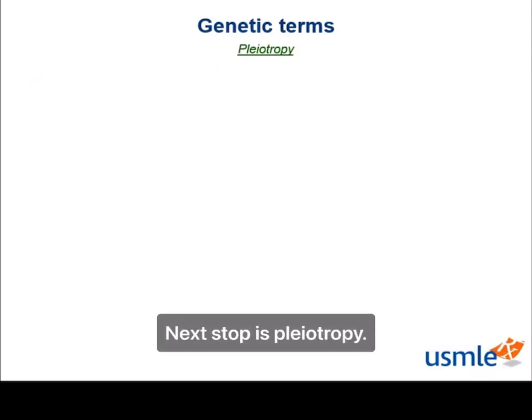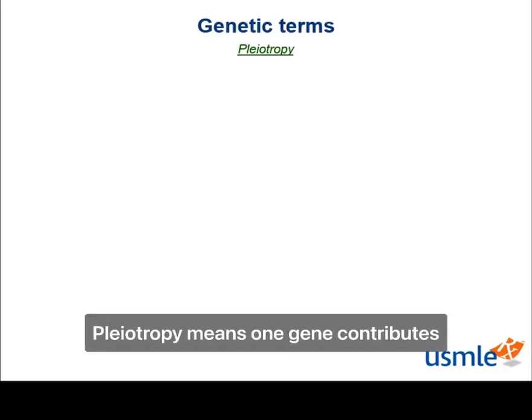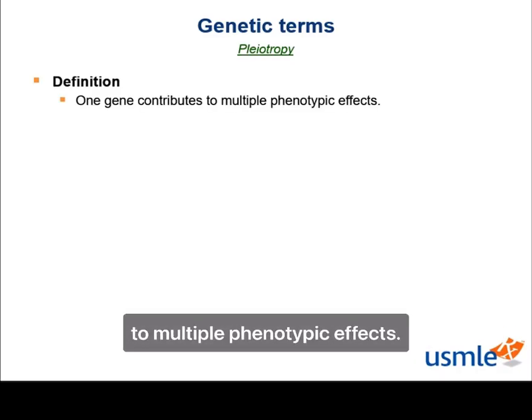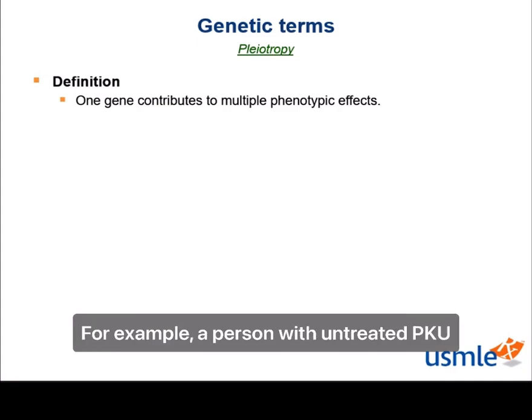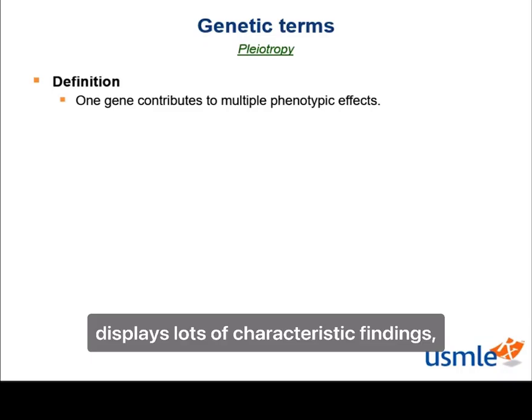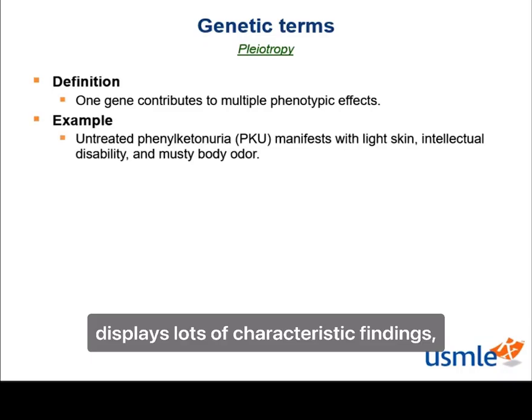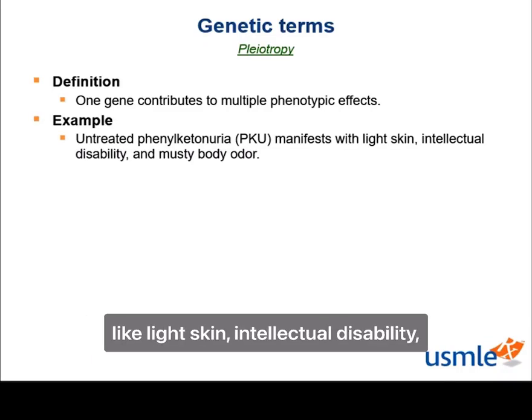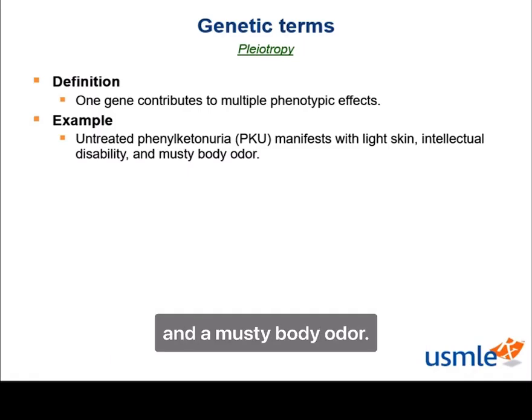Next up is pleiotropy. Pleiotropy means one gene contributes to multiple phenotypic effects. For example, a person with untreated PKU displays lots of characteristic findings like light skin, intellectual disability, and a musty body odor.